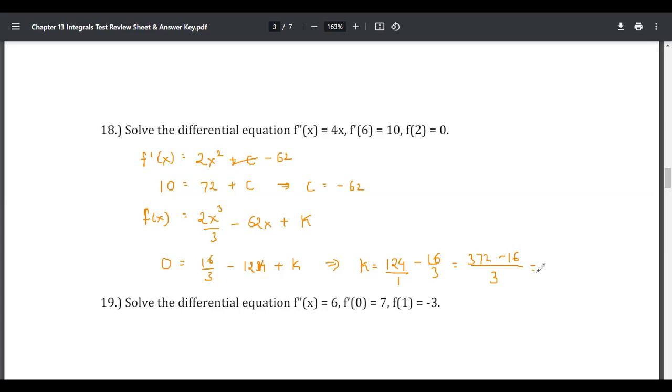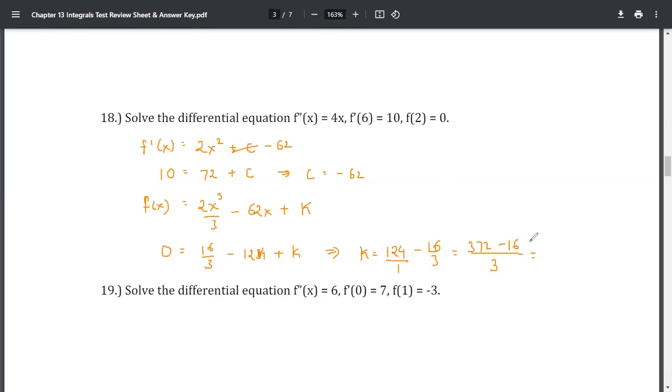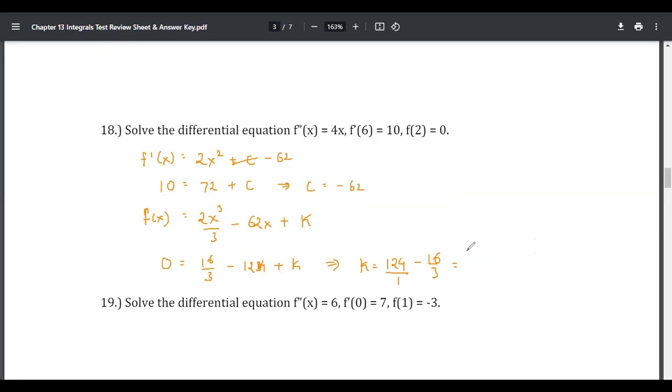Does that make sense? Why multiply it by 3? Good question. It's 124 over 1, right? You want the denominator to be 3, so to keep the fraction the same, you multiply the numerator as well. You don't want to change the fraction. Right, okay.